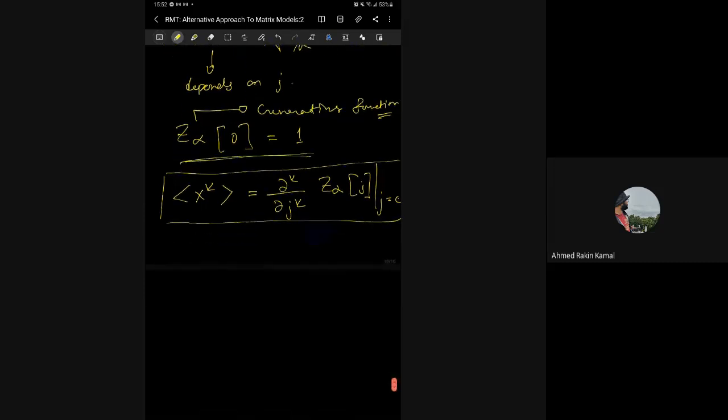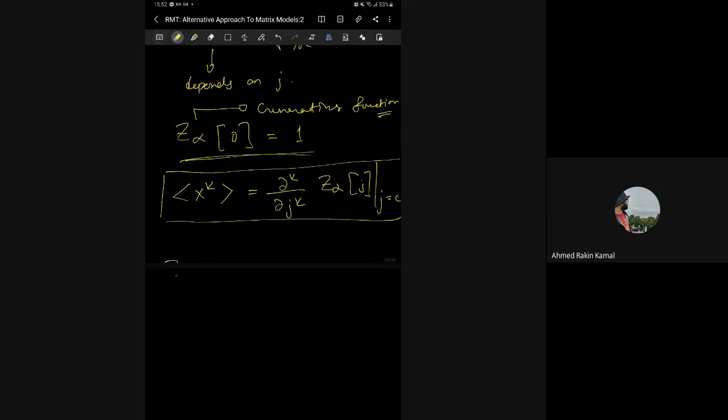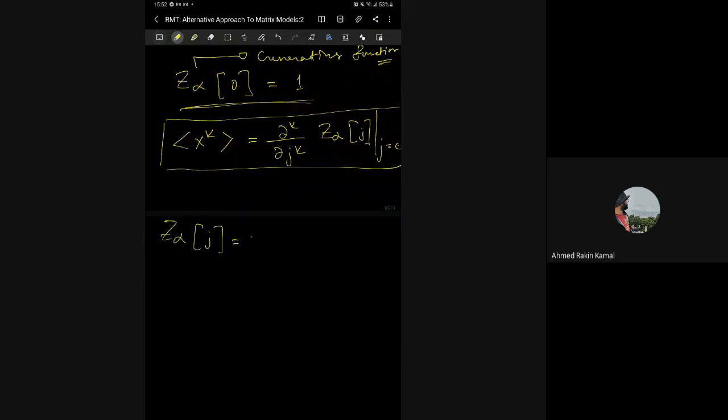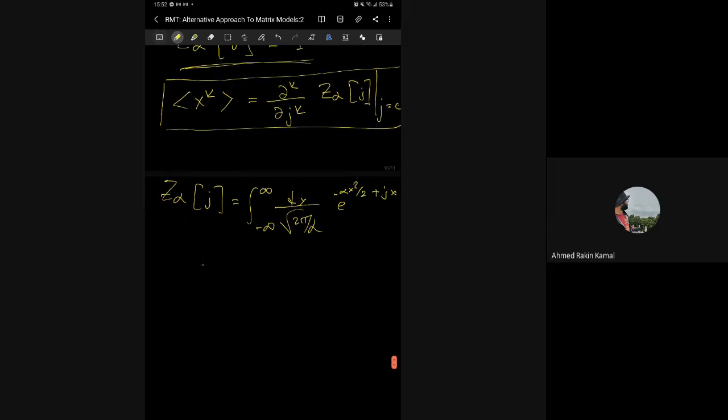Let's first compute this integral. What is this integral? Square root of 2 pi over alpha. Can someone compute this integral? You have done these kinds of Gaussian integrals. I've given you homework, so can someone complete it for me? A small hint is you take out x minus j.